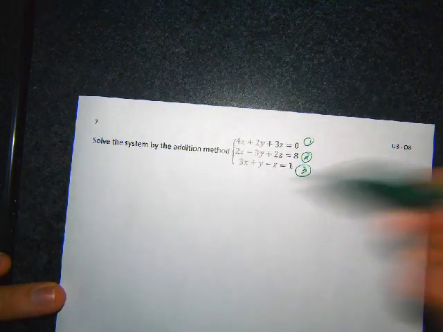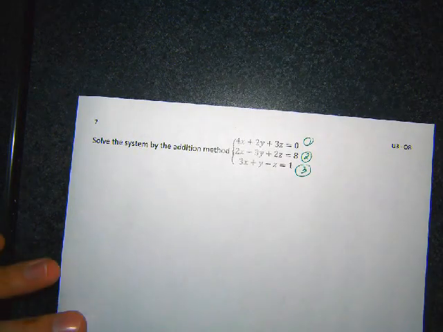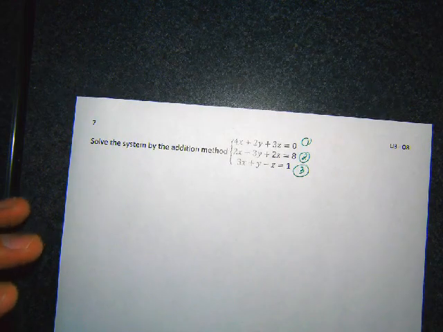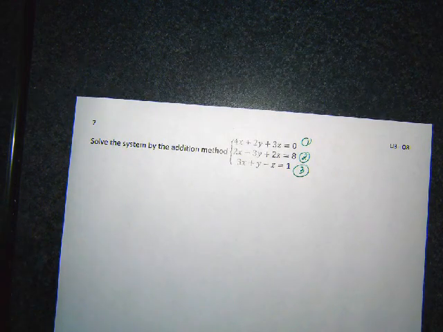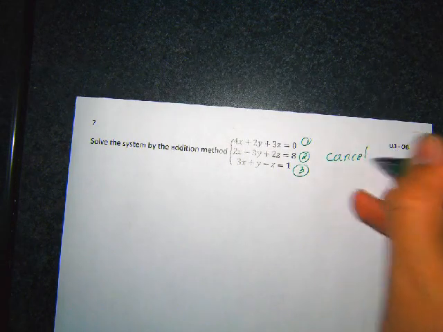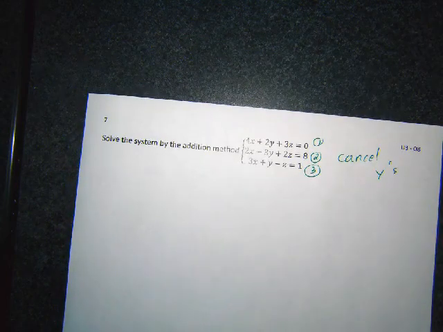I could do y's. I could do x's. It does not matter which one. So I can pick. Let's cancel y's this time. We didn't cancel y's. We canceled z's before. Let's cancel y's. Just change it up and do it different this time.